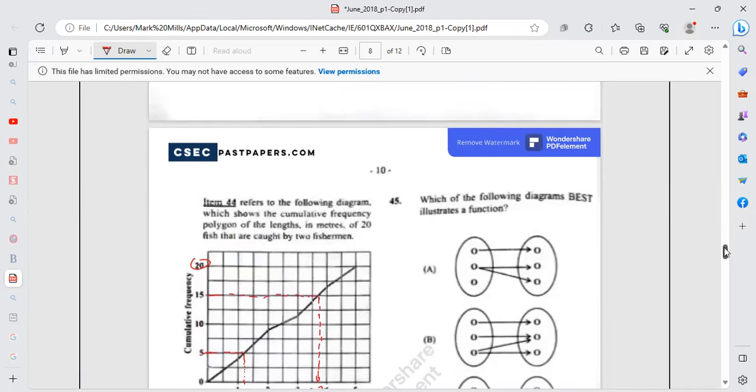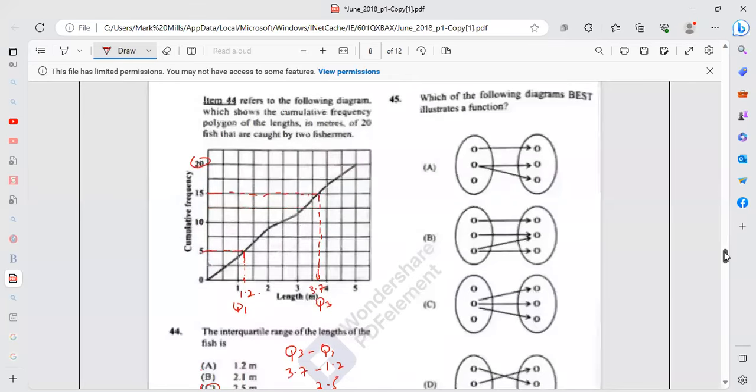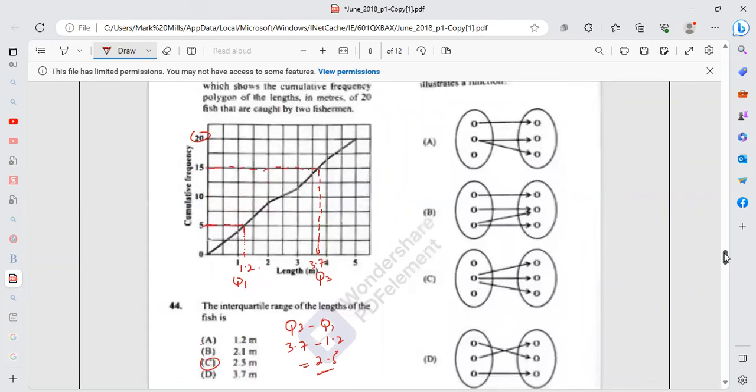All right, so I am at 45. They say which of this one is a function? A function is when each element in the domain is mapped to only one element in the range. So here, the only one that looks like that would have been D. The A is not a function because the 2 is mapping to more than one item. Here, this one is mapping for that, right? And this one is mapping to more than 3 items.